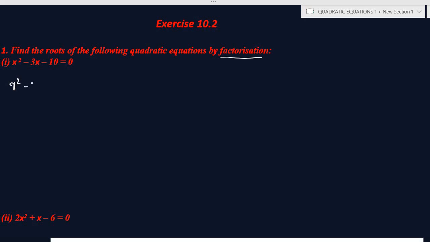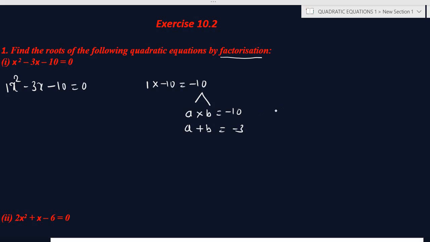x square minus 3x minus 10 is equal to 0. Here the coefficient of x square is 1, and we multiply 1 with minus 10. How much is it? Minus 10. So we need to take two numbers whose product is minus 10 and whose sum is the middle term, that is minus 3. We need to divide this minus 10 into two numbers so that their product will be minus 10 and their sum will be minus 3.